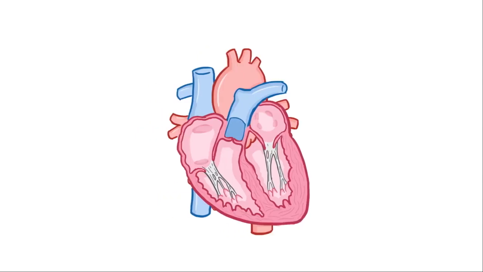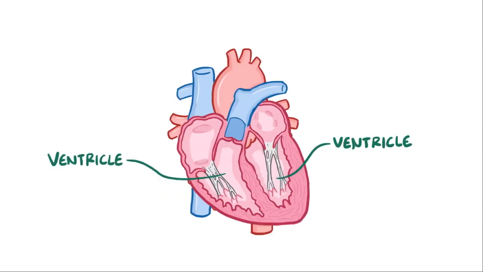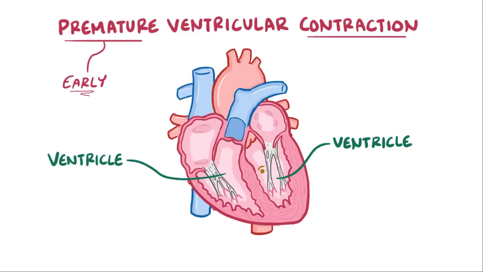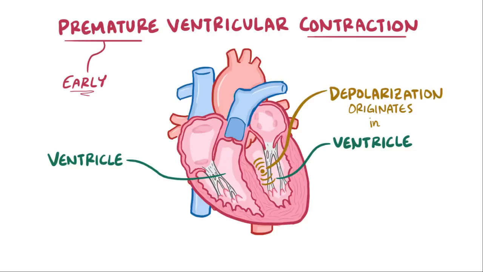The heart has two lower chambers, called the ventricles. So a premature ventricular contraction is when the ventricles contract earlier than normal in the cardiac cycle. This happens because an abnormal contraction signal, called a depolarization, originates from somewhere in the ventricles rather than coming from the pacemaker cells.